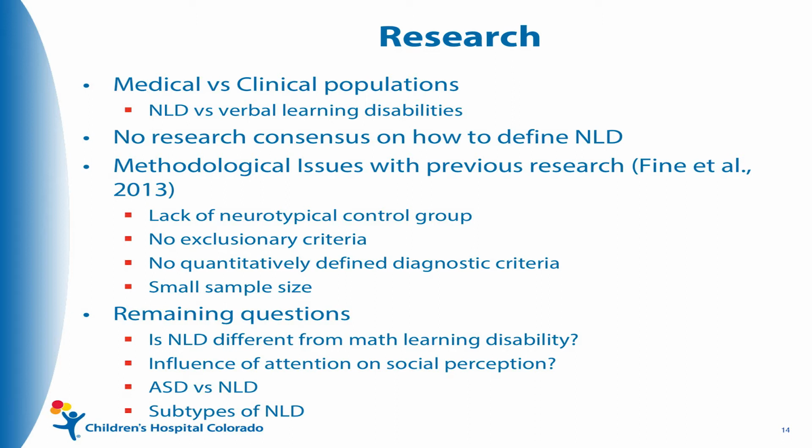So our research at this point has led us to a lot of different questions. Is nonverbal learning disability any different from just having a math learning disability? Or are the weaknesses that we see in visual constructional skills just part of having a math learning disability? What's the influence of attention on social perception? Is it that kiddos with some of these social skills difficulties really truly just have difficulties with attention and executive functioning skills? Is nonverbal learning disability any different from an autism spectrum diagnosis, or is that really a more appropriate diagnosis? And are there subtypes of nonverbal learning disability?